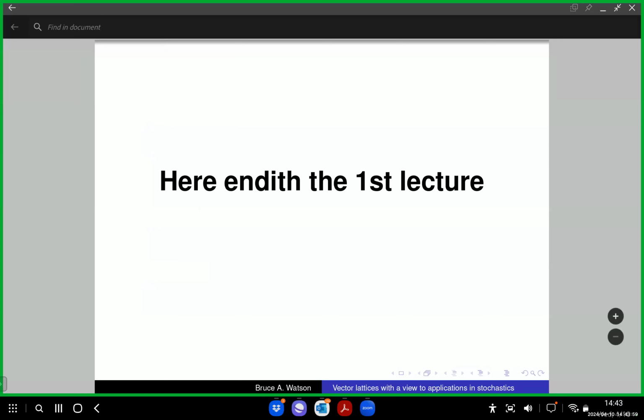And this is where we will leave the material for this week. Next week, we will start talking about bands, cones, band projections, and some things relating to components and weak order units in vector lattices. Thank you.